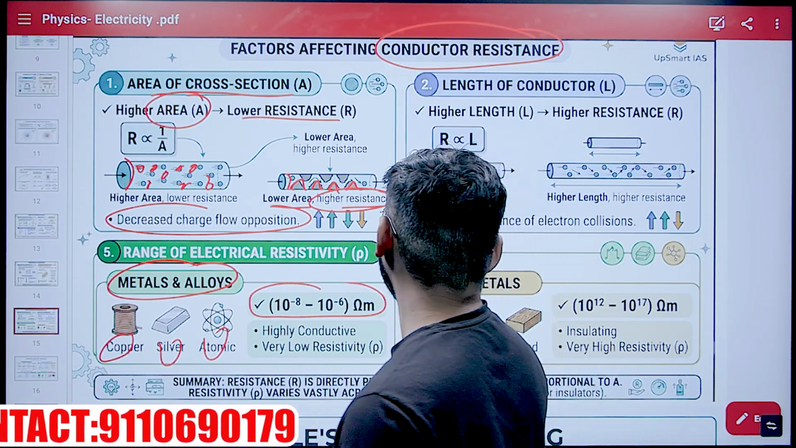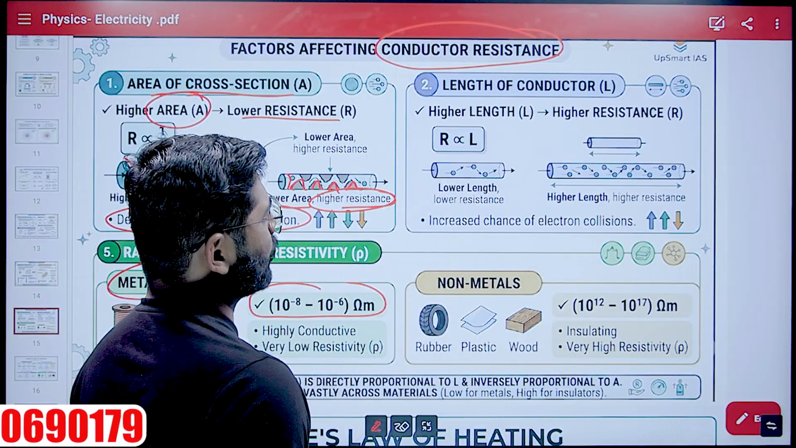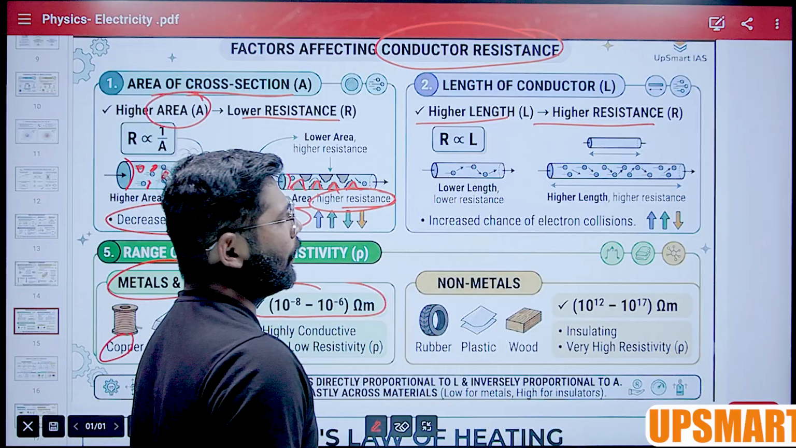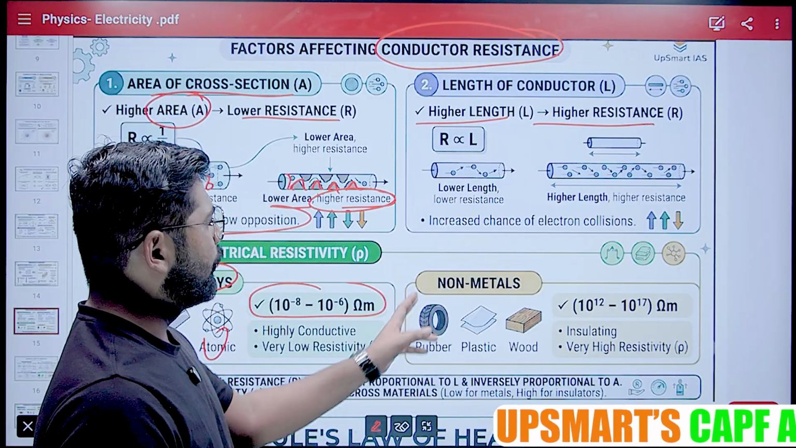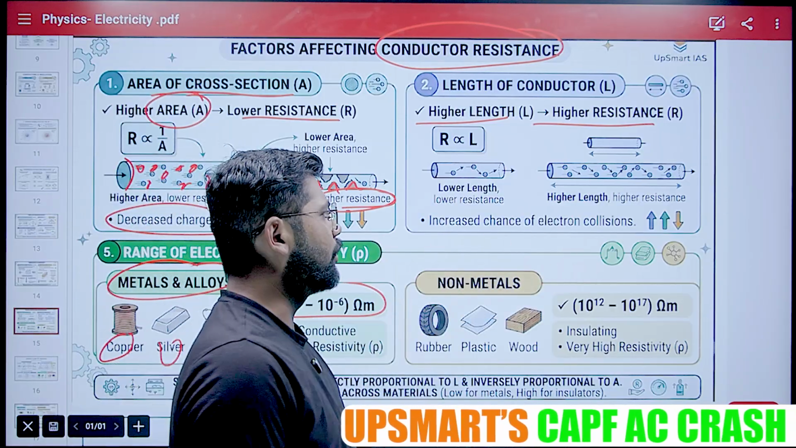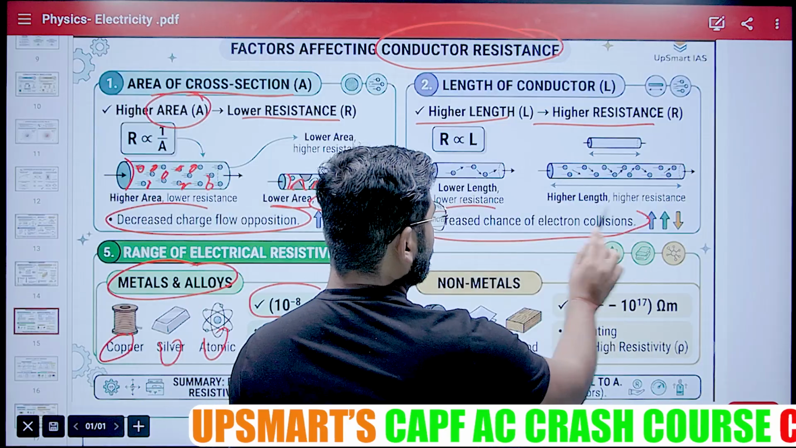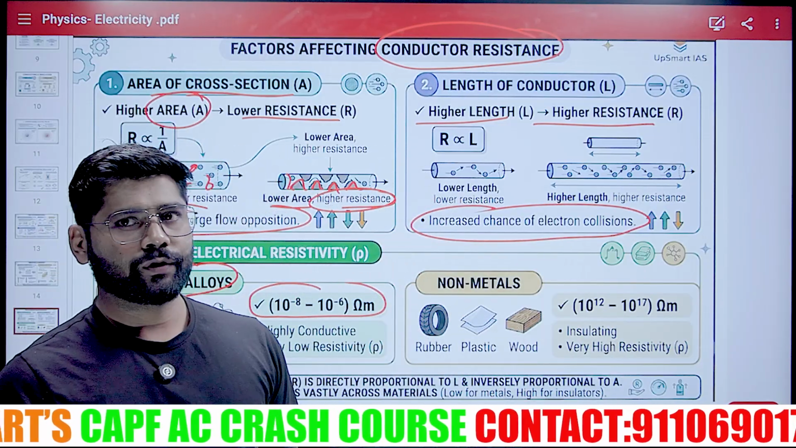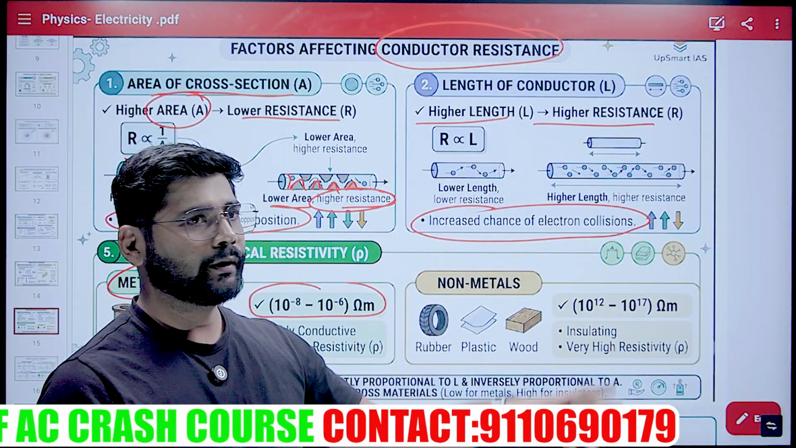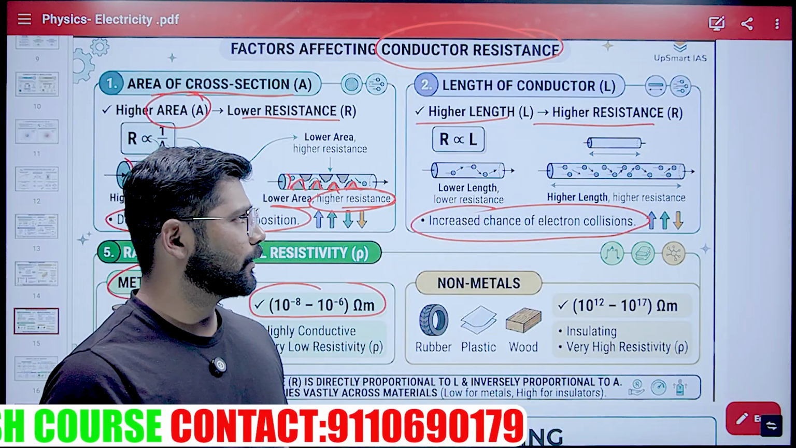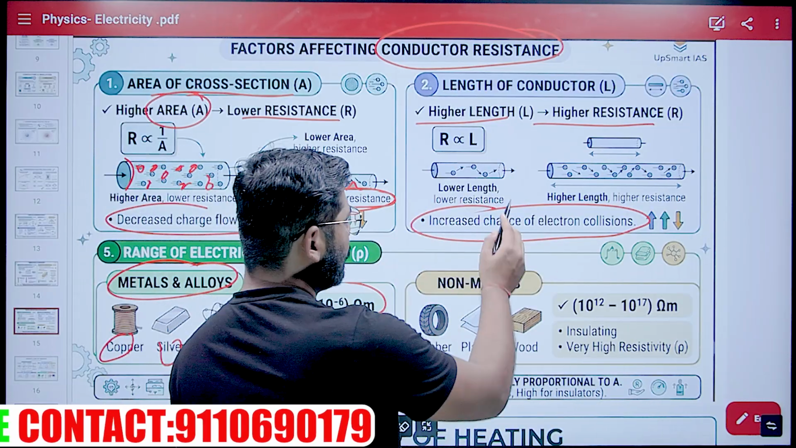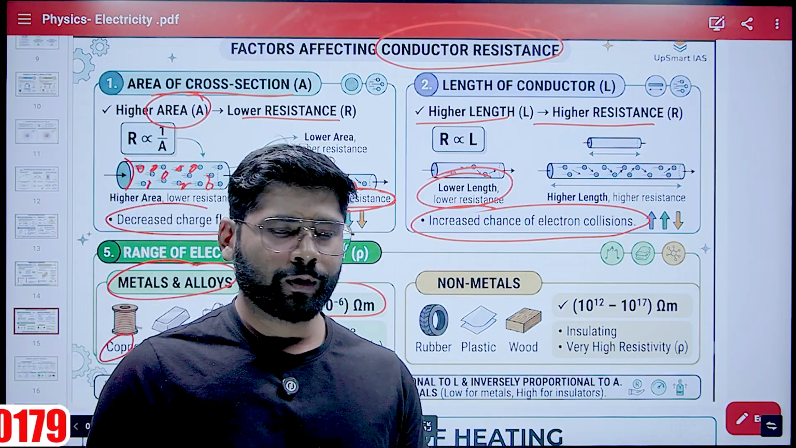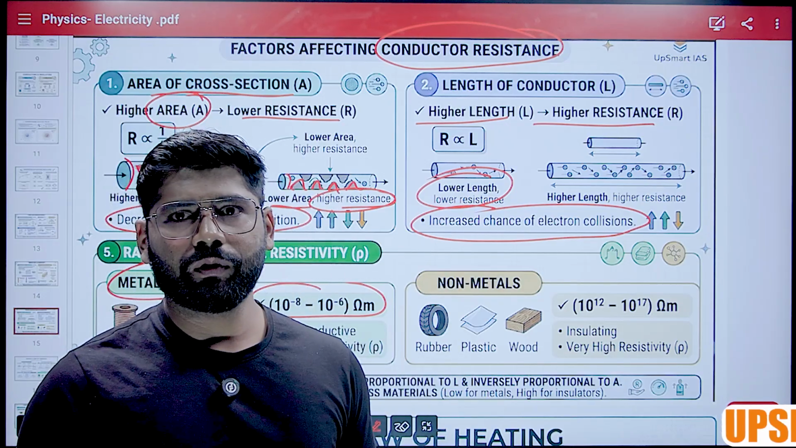Now the second factor is the length of the conductor. Higher the length, higher the resistance. Why? Because there is an increased chance of electron collision. Higher length means an increasing chance of collision, so higher the resistance. Lower the length, lower the resistance, because it will reduce the chance of electron collision.